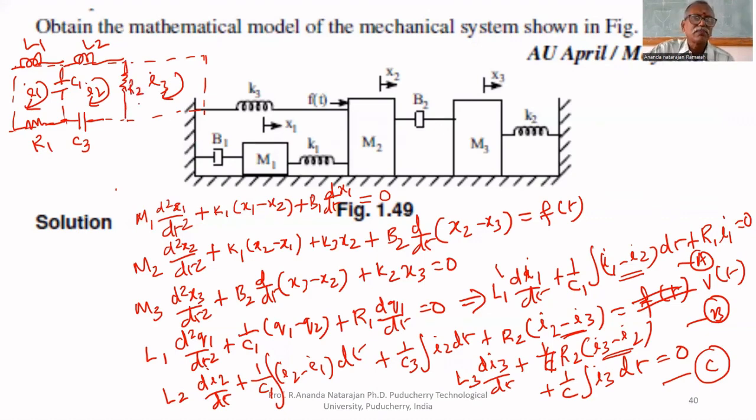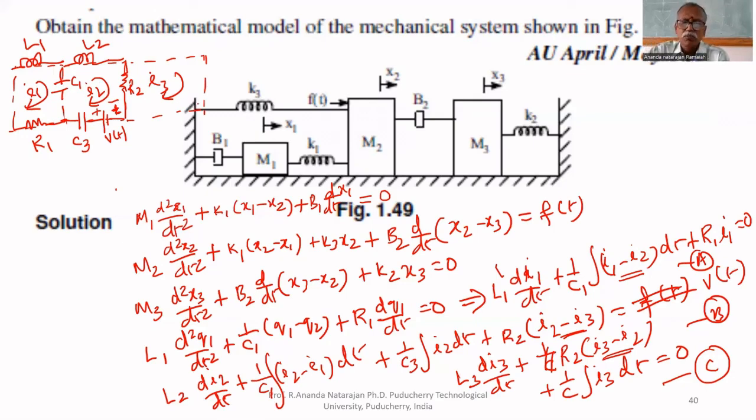Applied voltage is V of t. That is also in this loop only, not common, therefore we will draw it here. That is V of t. It should be positive in the direction of the current. While drawing V of t, this should be positive.